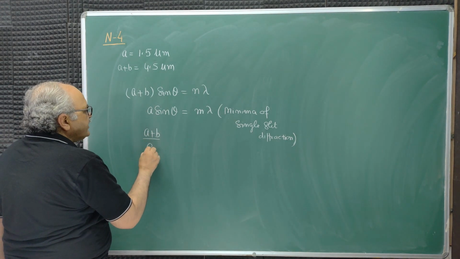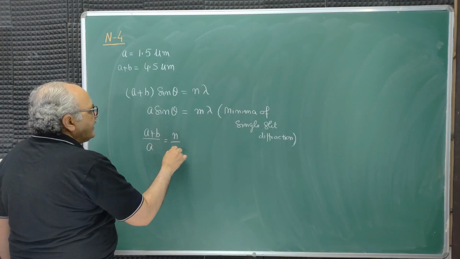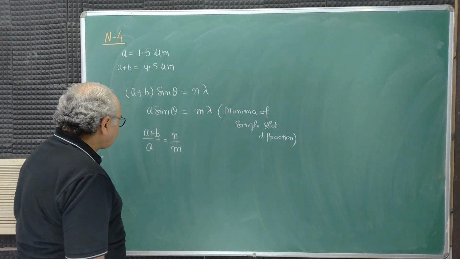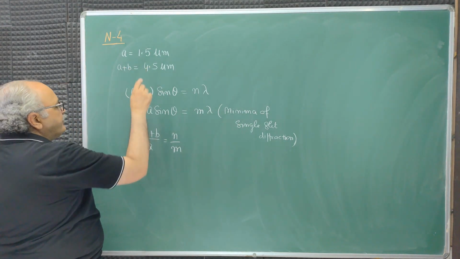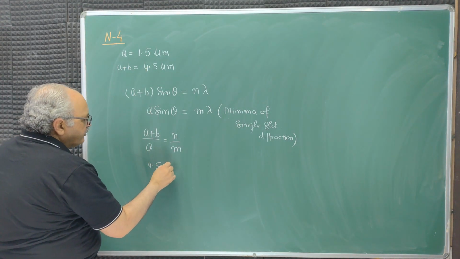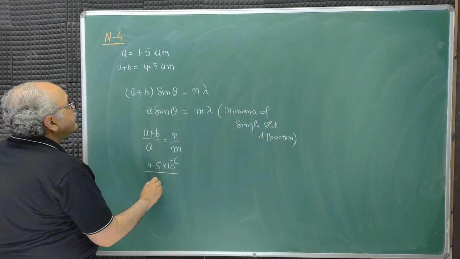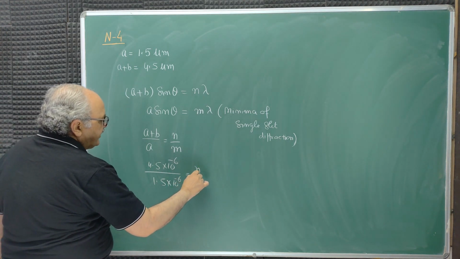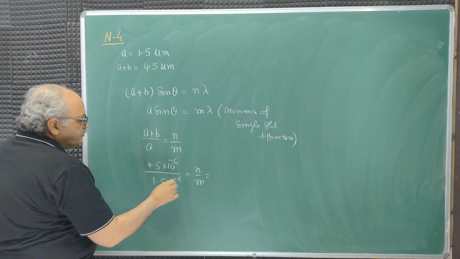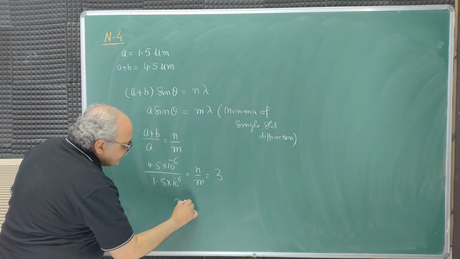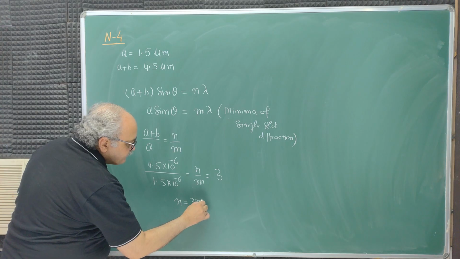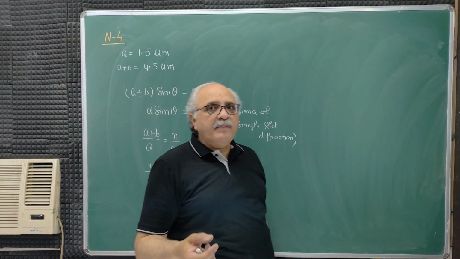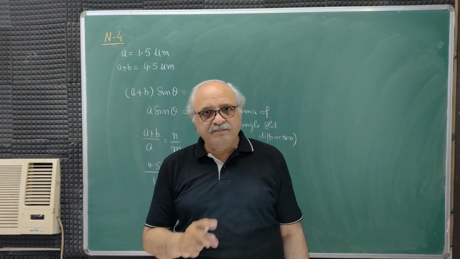This comes out to be N by M, where N is an integer, remember it. So when we put this value here, 4.5 micrometer divided by 1.5 micrometer equals N by M, this comes out to be 3. That means N is equal to 3M, where M is an integer and the minimum possible value of this integer is 1.